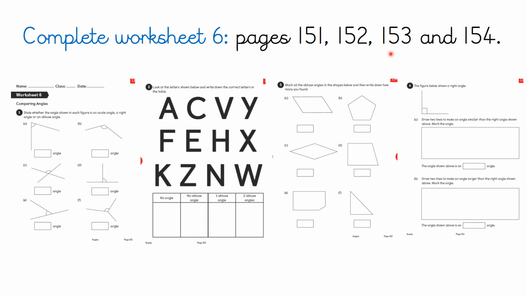On page 153, you need to only mark the obtuse angles. So you need to mark angles that are larger than a right angle, and then write the number of angles you found on each shape. Finally, on page 154, you've been shown a right angle. Your task is to draw an angle that is smaller than a right angle and write its name, and an angle that is larger than a right angle and write its name. Please make sure you use a ruler, as angles need to have straight lines.